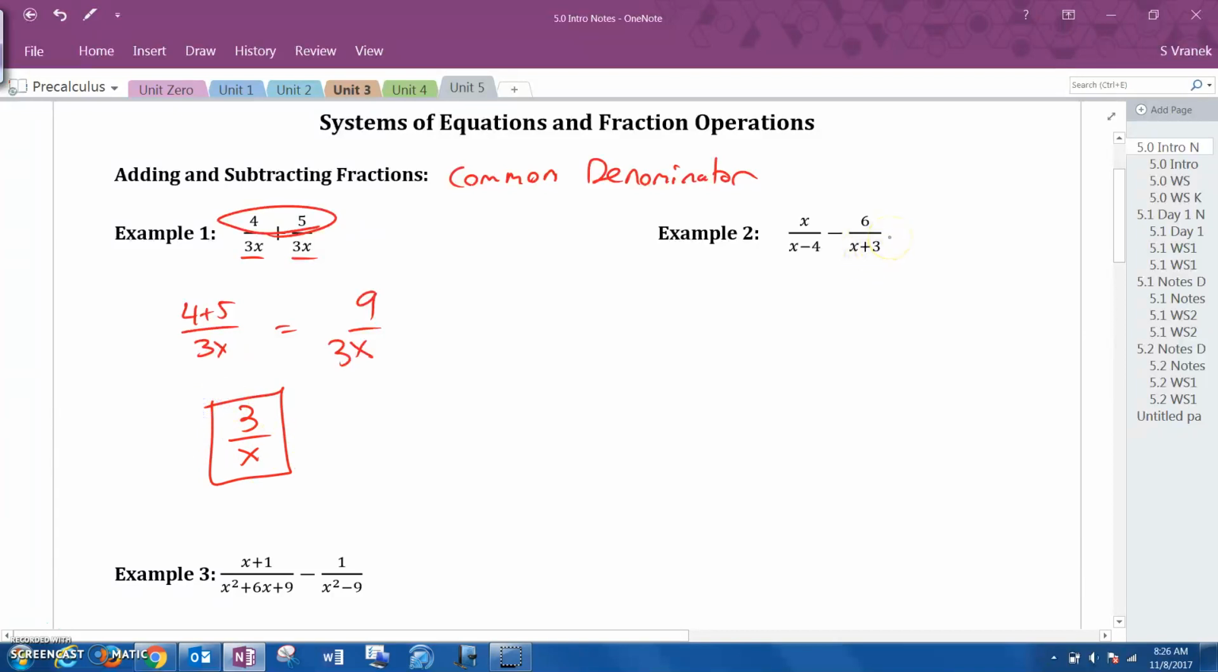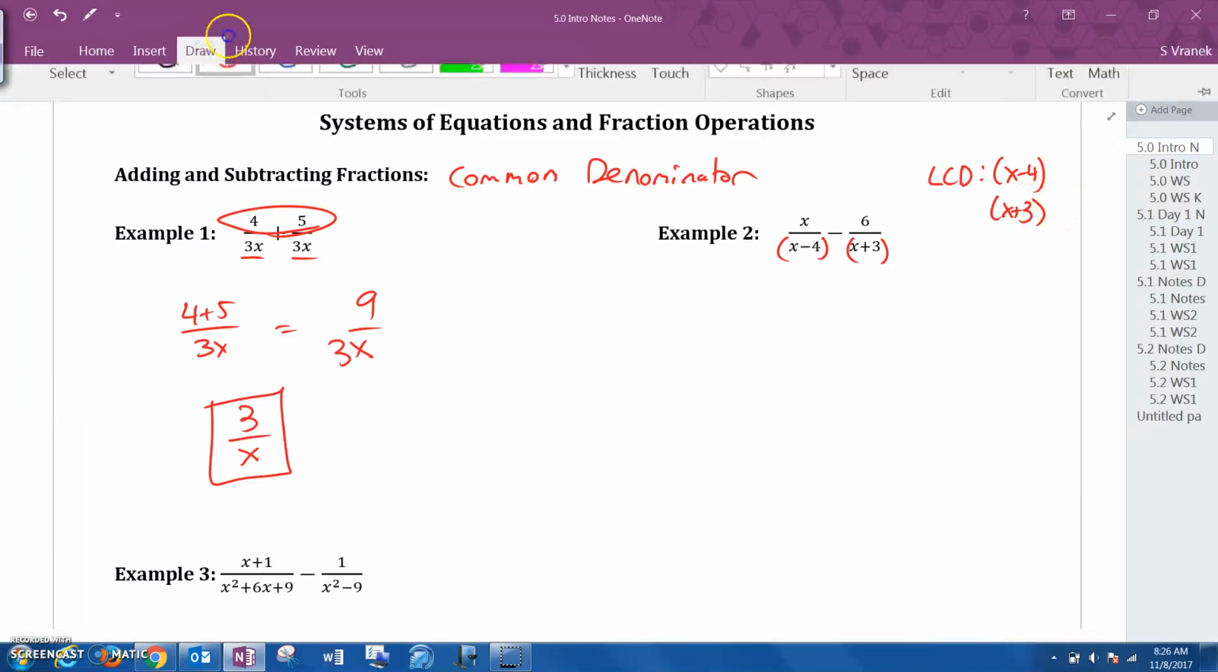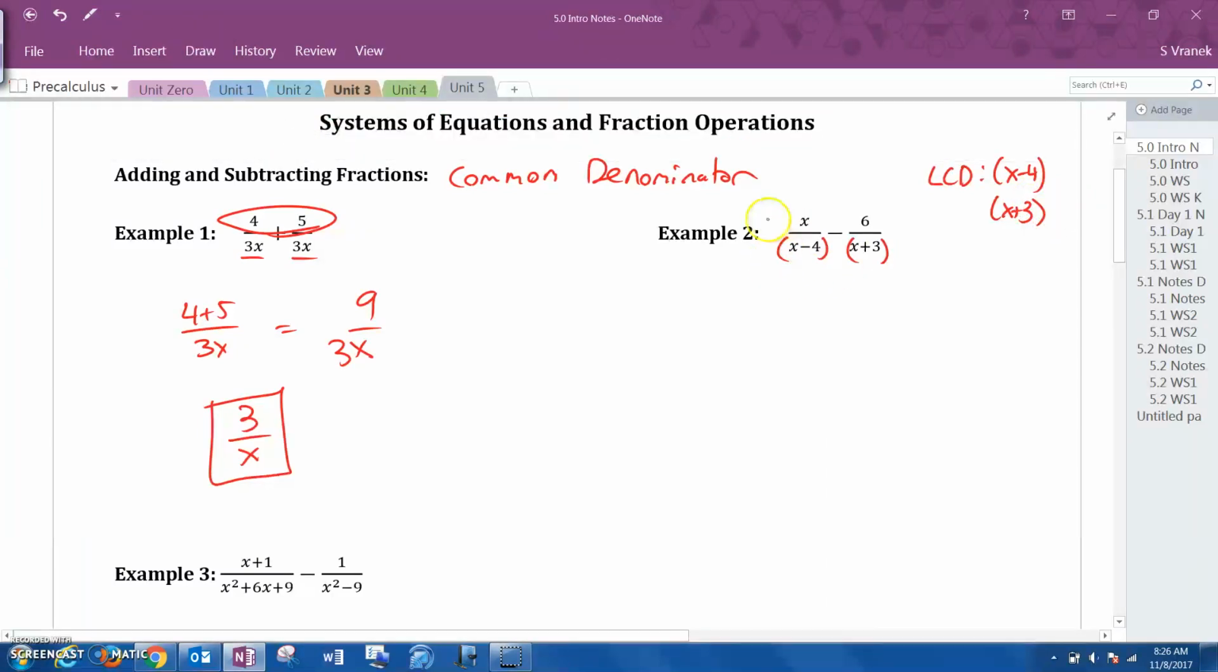Here's where we run into a problem. We do not have a common denominator, so we need to get one. So the least common denominator is, this one has an x minus 4, this one has an x plus 3. So they both need to have an x minus 4 and an x plus 3. So that's what I'm going to do here. I'm going to multiply this one by an x plus 3 and this one by an x minus 4 on top and bottom.